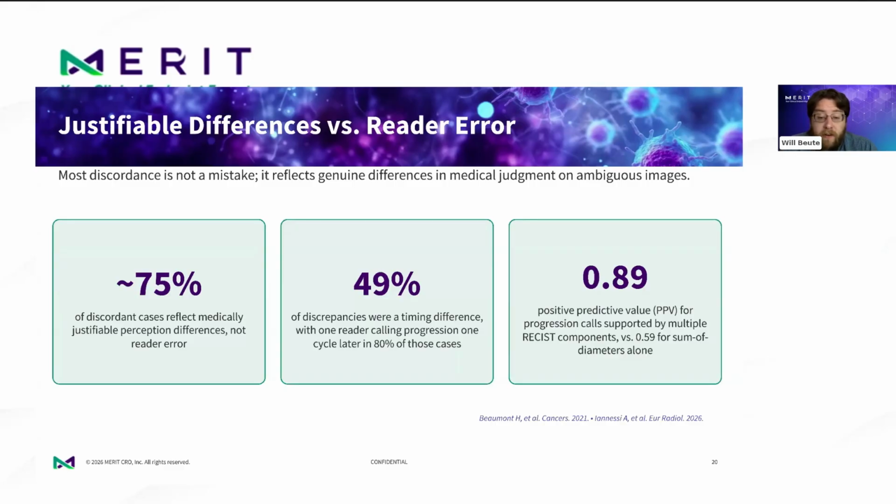And the reframing here is crucial. We are largely not trying to fix bad readers. That isn't really a thing that happens very often in reality. What we're trying to do is manage legitimate expert disagreement about images that are genuinely and often unavoidably difficult to read for a multitude of reasons.